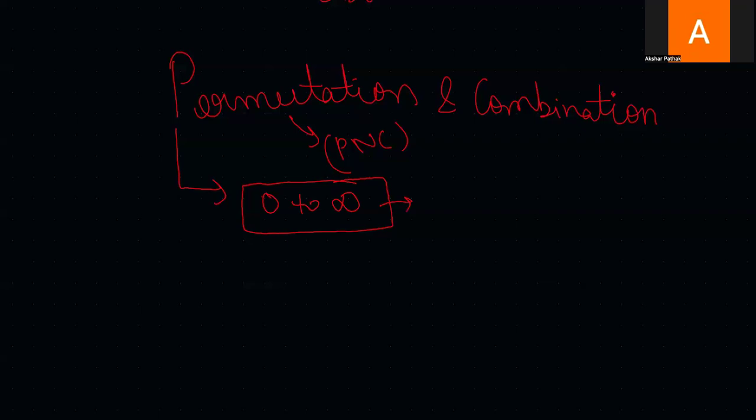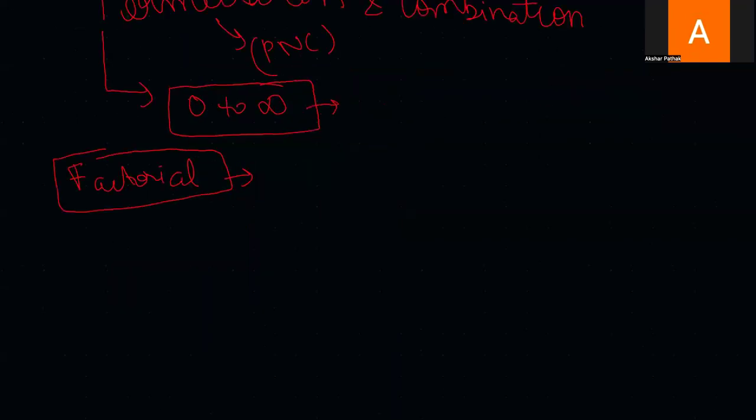Do you know what a factorial is? Because before proceeding, you will have to know what a factorial is. Let me give you an example of n factorial. It is the multiplication of the first n natural numbers. This is n factorial.